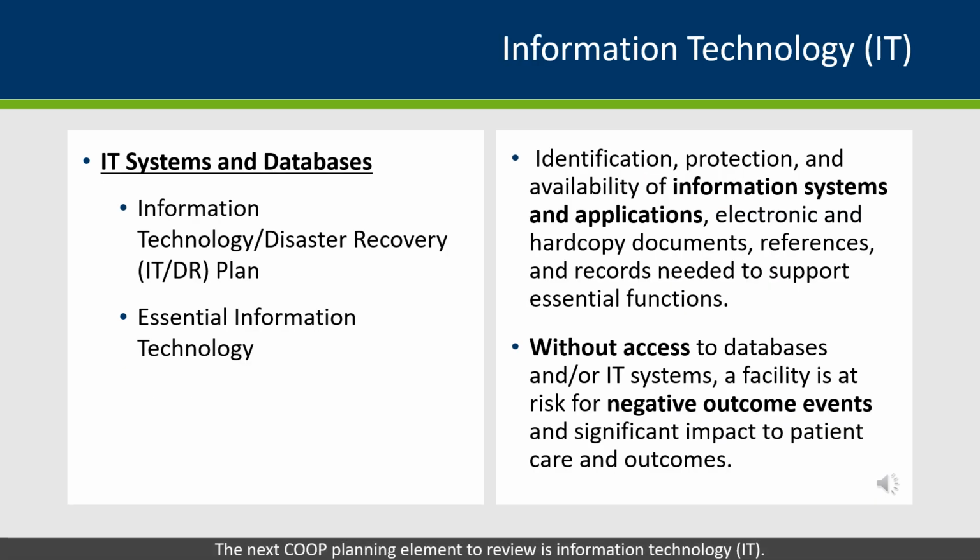The next COOP planning element to review is information technology, IT. As an organization works towards achieving continuity planning, the primary considerations for successful completion mean the following have been planned for: identification, protection, and availability of information systems and applications, electronic and hard copy documents, references, and records needed to support essential functions. Without access to databases and/or IT systems, a facility is at risk for negative outcome events and significant impact to patient care and outcomes.